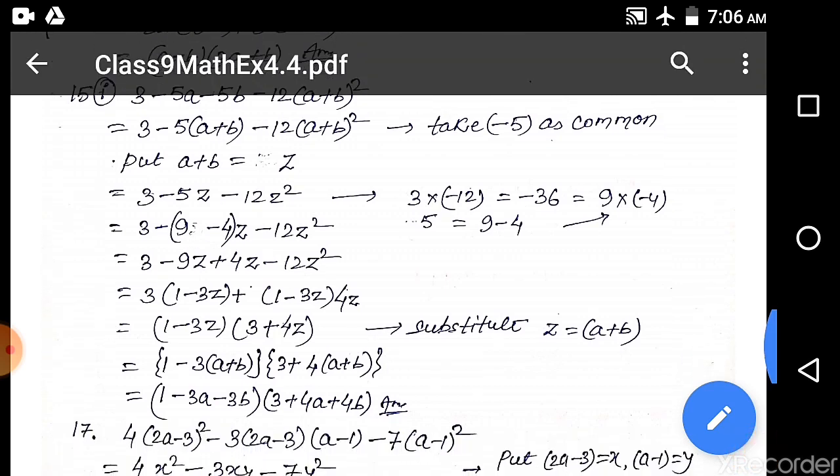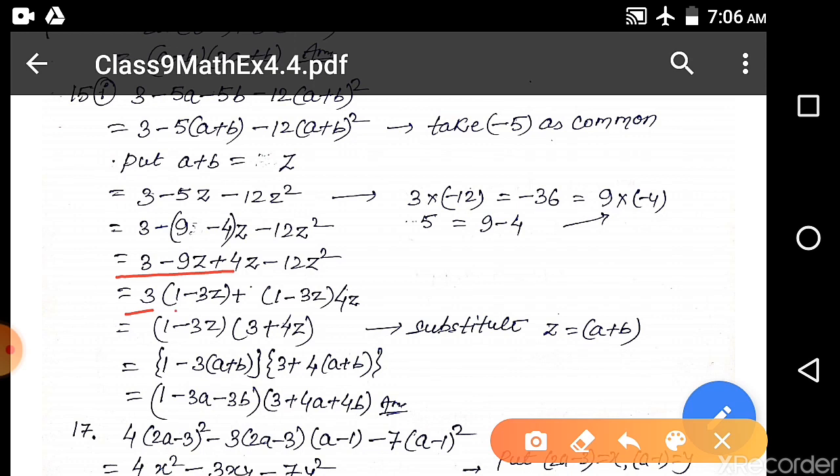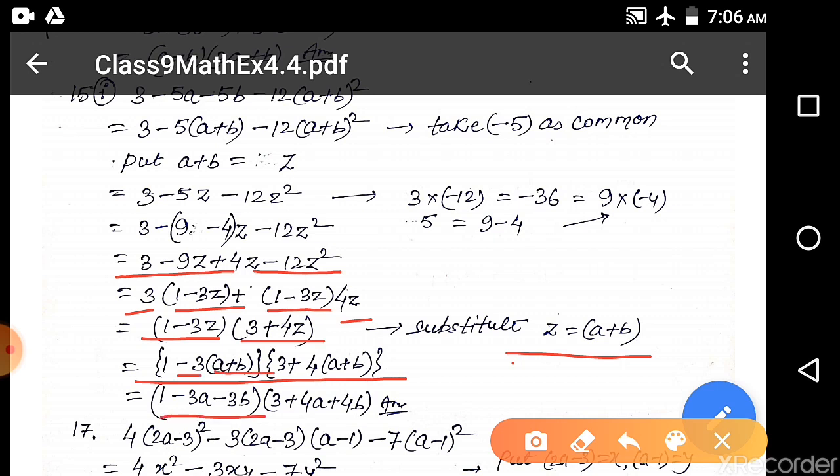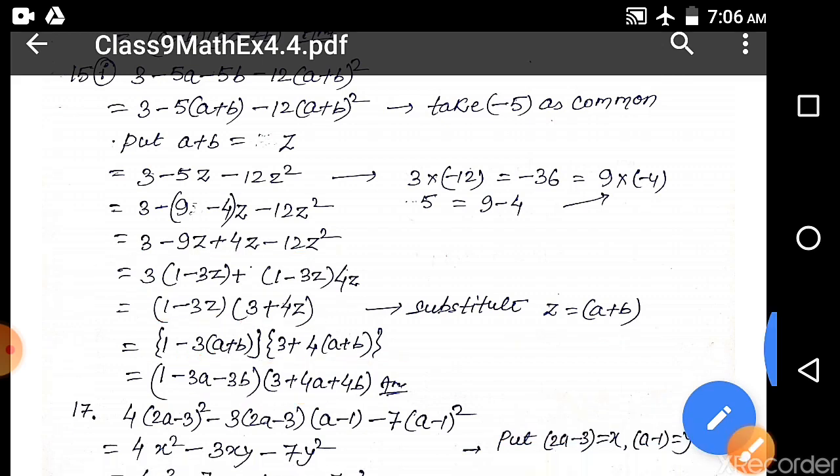Now try to take out the common factors. From the first two terms we can take 3 as a common factor. You will get 1 minus 3z, and from the second two terms this is 1 minus 3z, and 4z is to be taken out common. Okay, now this 1 minus 3z is taken out common, so the other one becomes 3 plus 4z. After that we will put the value for z as a plus b. So this is done here. You can easily understand, and after writing here we can break the bracketed term and get this answer. So this is the complete factorization of this math.